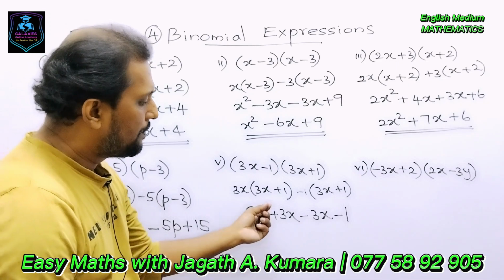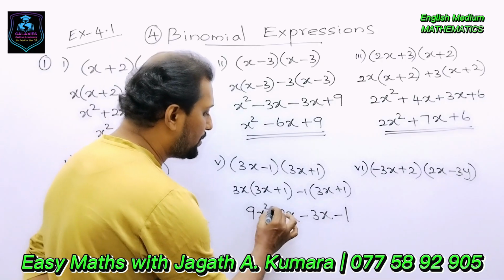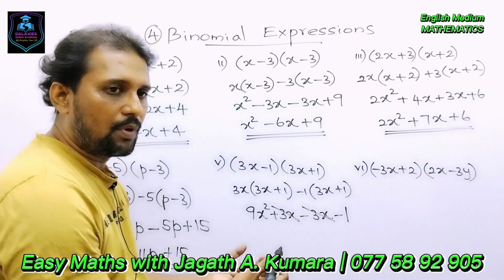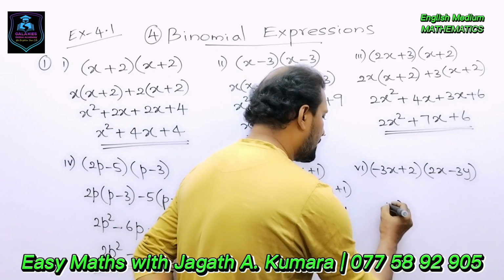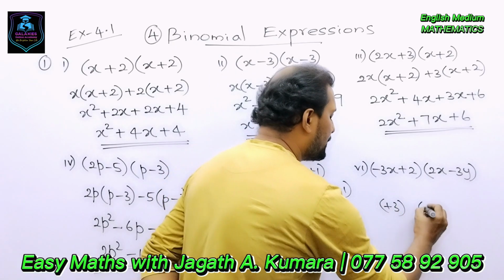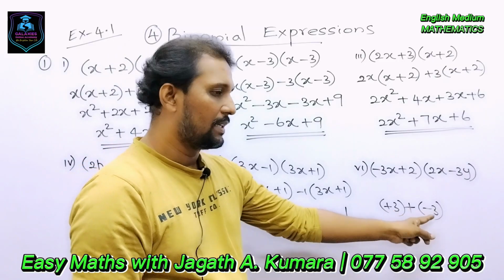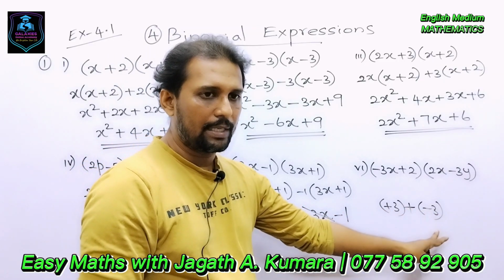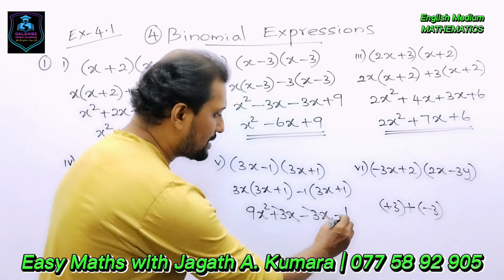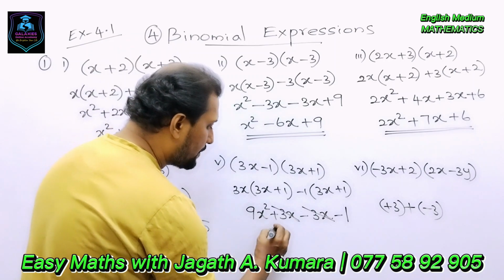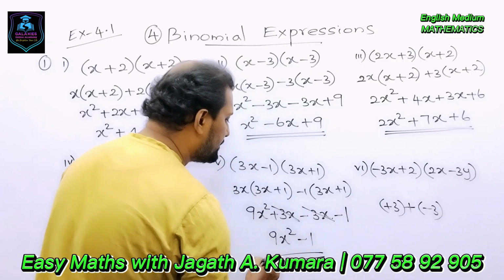Then what happened? Plus 3x minus 3x. Plus 3x and minus 3x should be cancelled, no? If you want, you can check by using the directed numbers. This one coefficient is positive 3. This one coefficient is negative 3. Now you add these two. Different signs, so you have to subtract these two magnitudes. 3 minus 3, 0. 0 has no sign, no? So you can cancel these two. Then what is the answer? 9x squared minus 1.